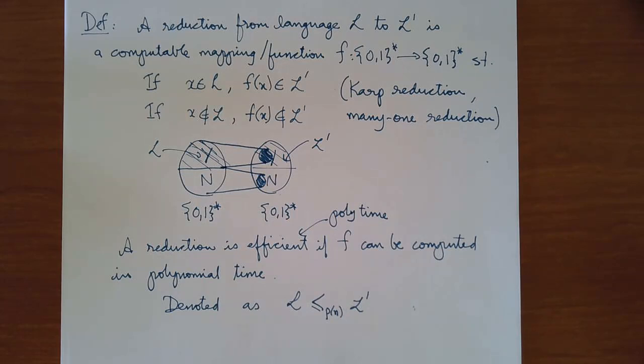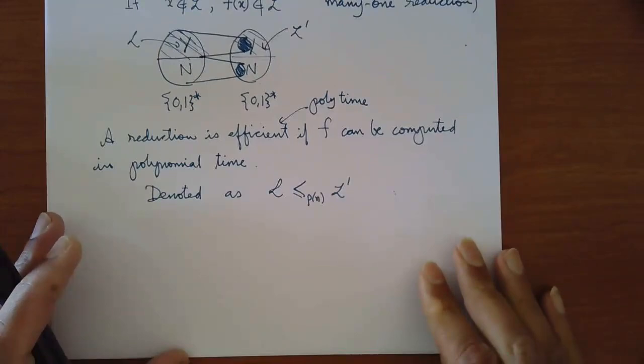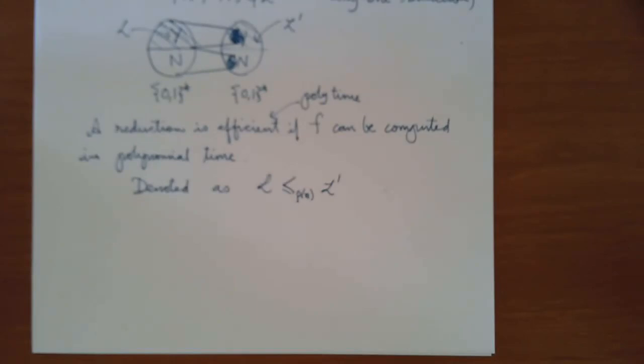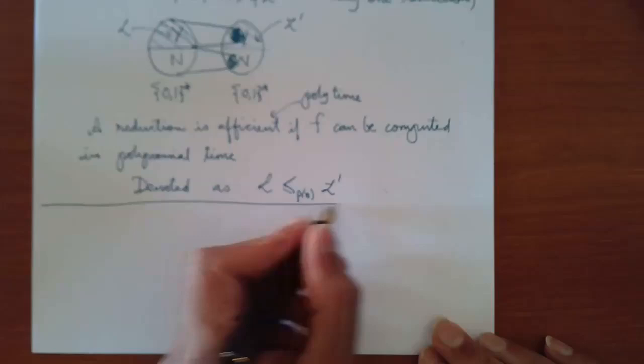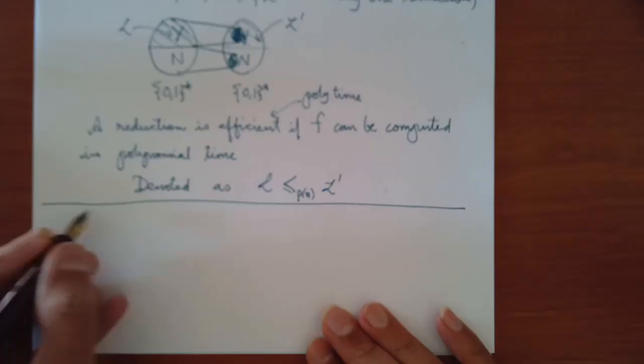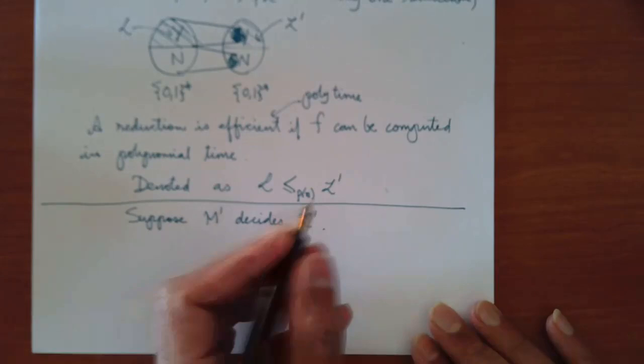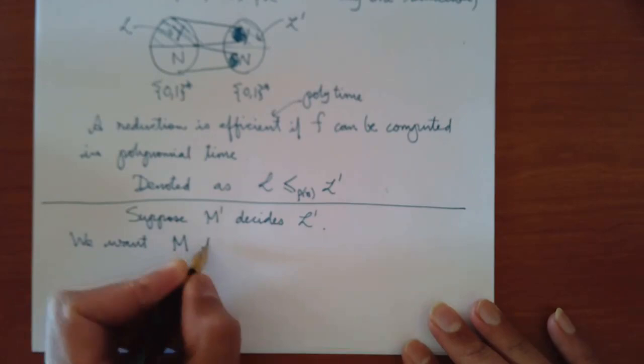I see. So let me give you two pictures. Raise your hand if you're familiar with the notion of a Turing reduction. Okay, so then this would be useful. Let's look at this picture here. Suppose M prime decides L prime, and we want a machine M that decides L.